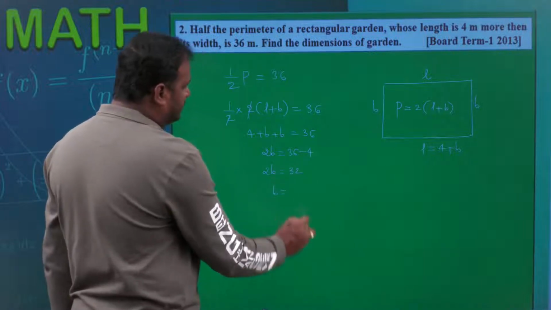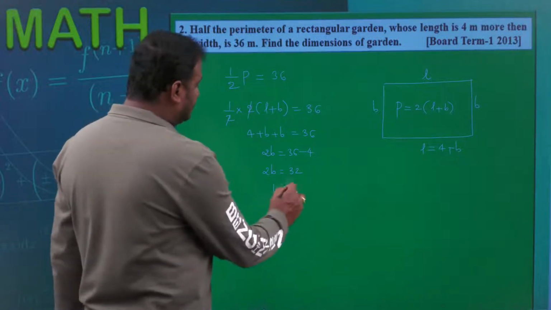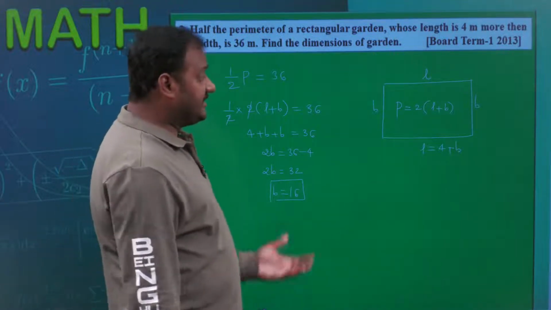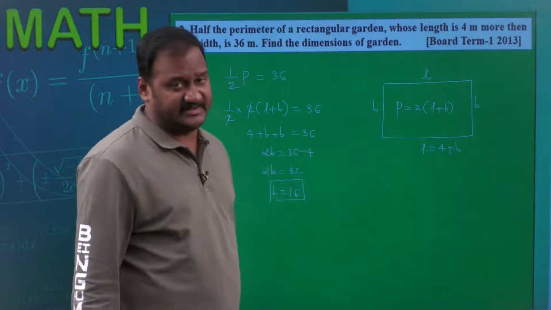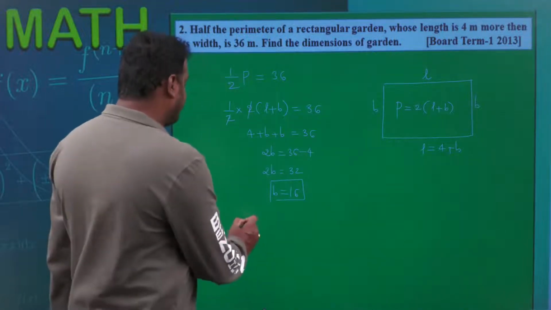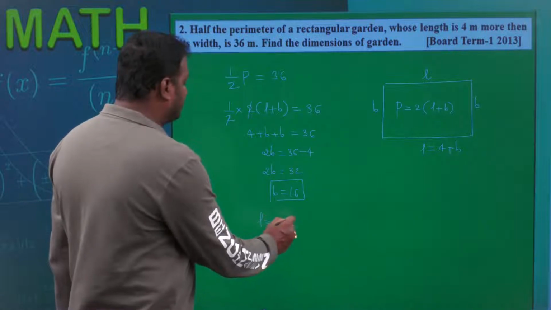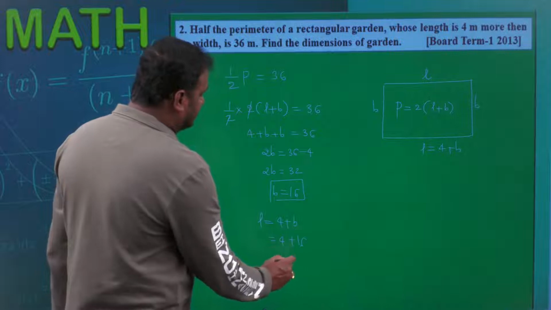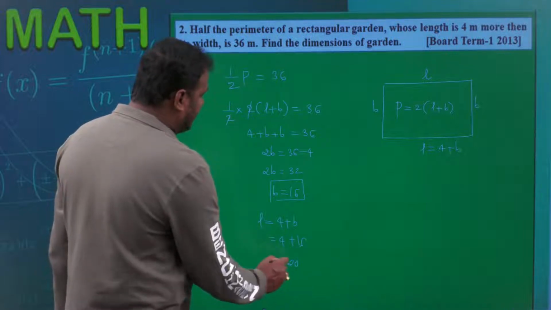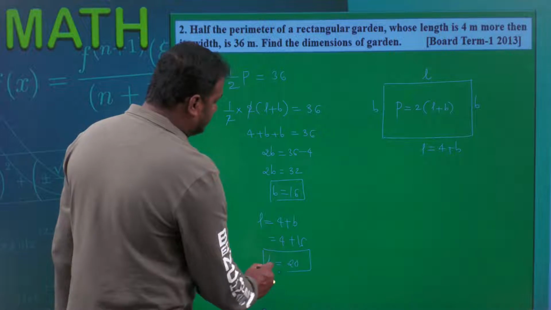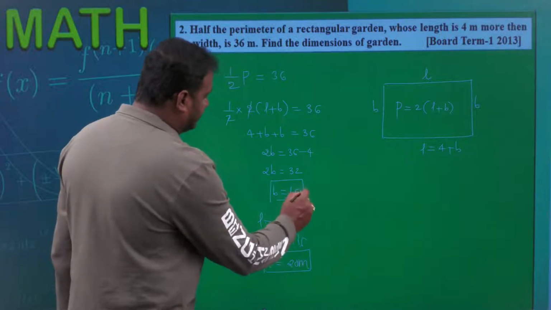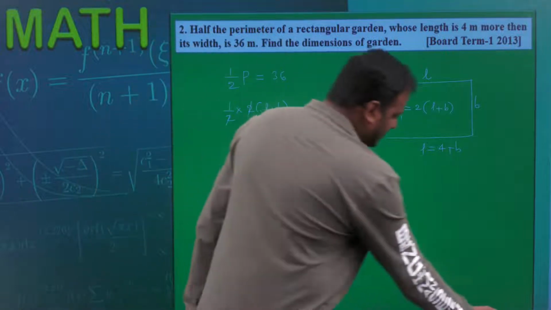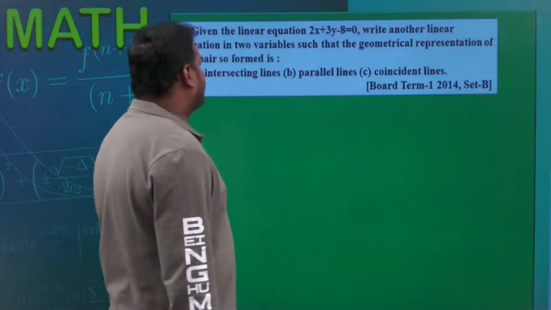Then B is equal to 2 times how much is equal to 32? 2 16s are 32. Therefore, the value of B is equal to 16. Then what is the value of L? L is already there, which is 4 plus B. Therefore, L is equal to 4 plus 16, which is 20. Therefore, the length of the rectangular garden is 20 meters and the breadth is equal to 16 meters. Understand? Right. Moving on to the next problem.